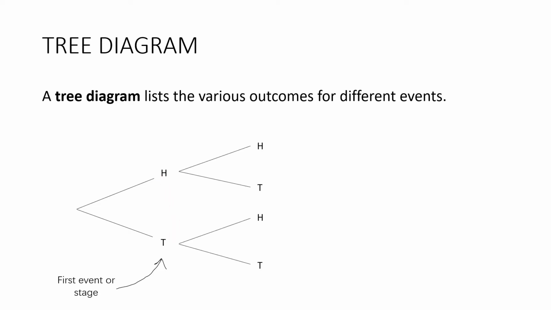When we draw our second event, or the second coin as it is in this case, we have to draw heads and tails off each of these options. So we're drawing it twice. And there's our tree diagram. Now we can easily use the tree diagram to list the sample space. We have heads and then heads, heads then tails, tails then heads, and finally tails and then tails.